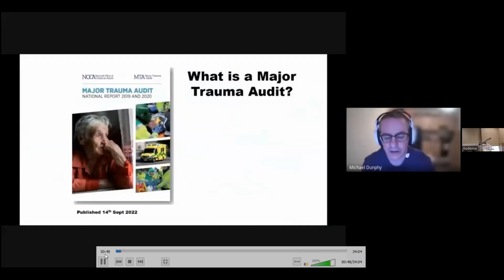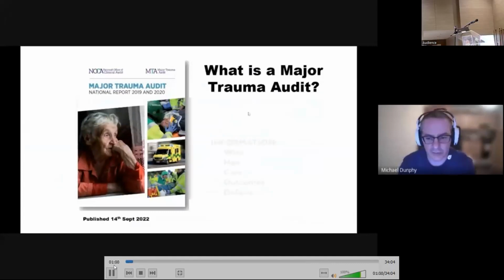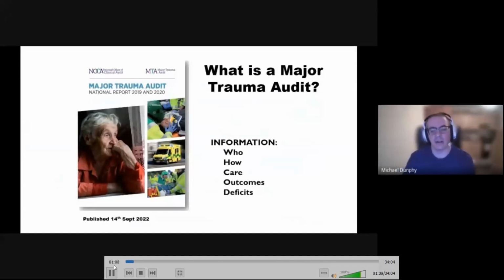So before I go into details, I might just clarify what we mean and what we're covering in a major trauma audit. A major trauma audit collects information on patients who become injured, on the injuries that they've sustained, how they've come into our hospitals, the care that they receive when they're in our hospital systems and even pre-hospital. It looks at outcomes, both positive and negative, and it also looks at deficits that might have occurred in the care of these patients.